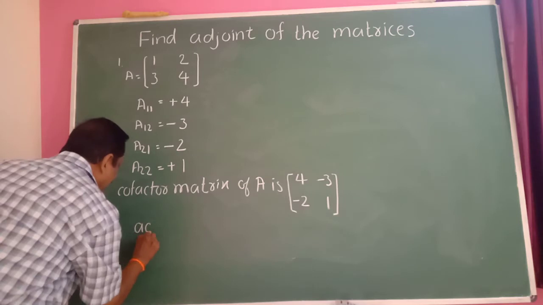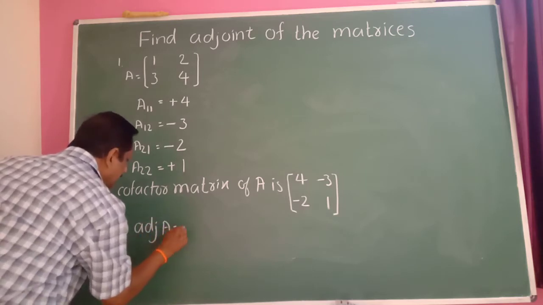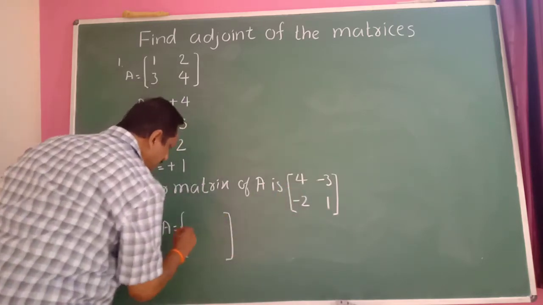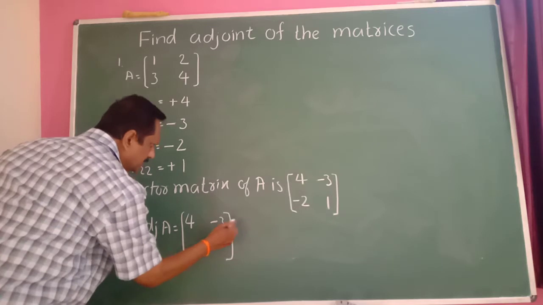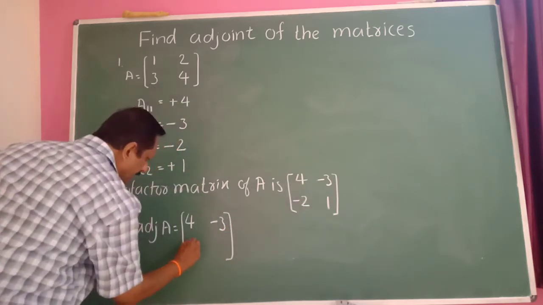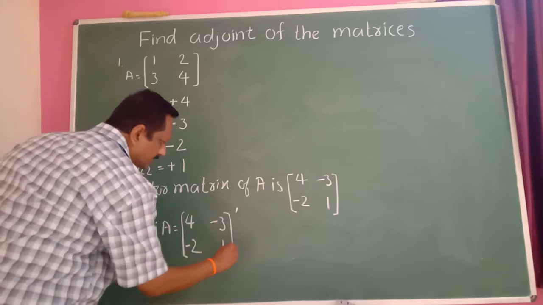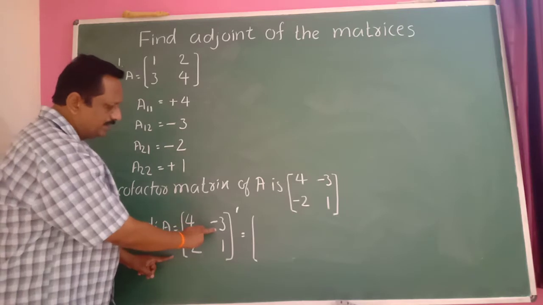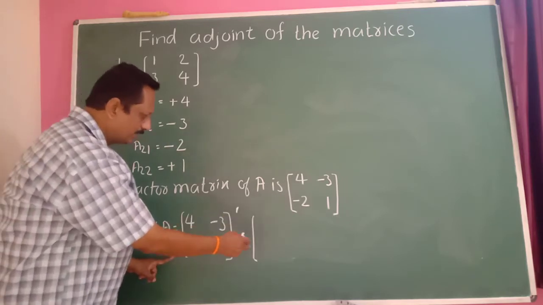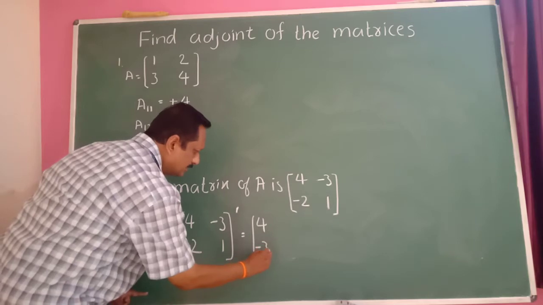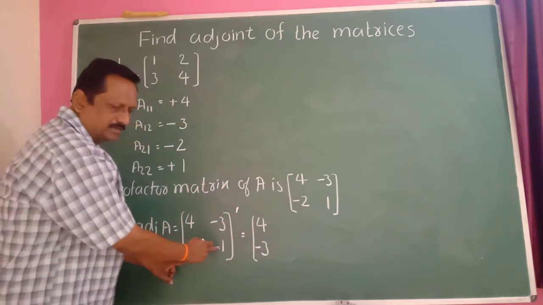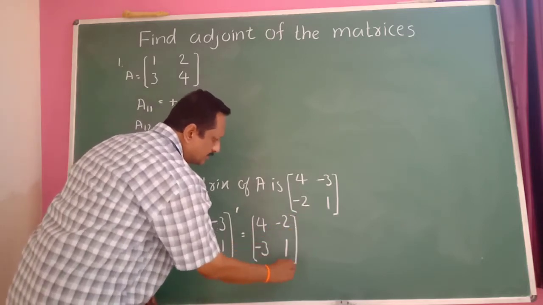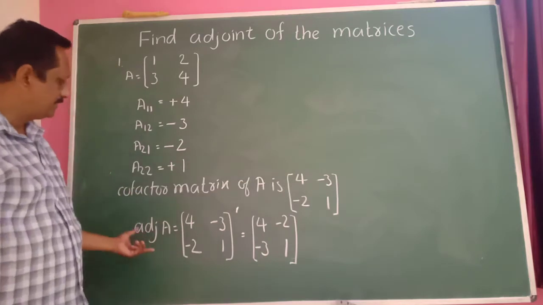Therefore, the adjoint of the matrix A is equal to, okay, 4 minus 3, minus 2 1. It's a transpose here. That means the transpose of this matrix. 4 minus 3 is an element in the row, write it in the column here. So 4, minus of 3. Minus 2 1, elements in the row, write it in the column here. Okay. So this is the transpose of this matrix. It becomes the adjoint of the matrix.